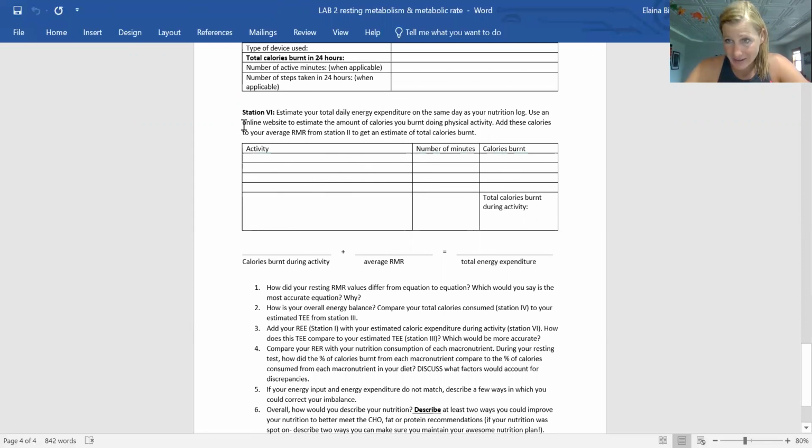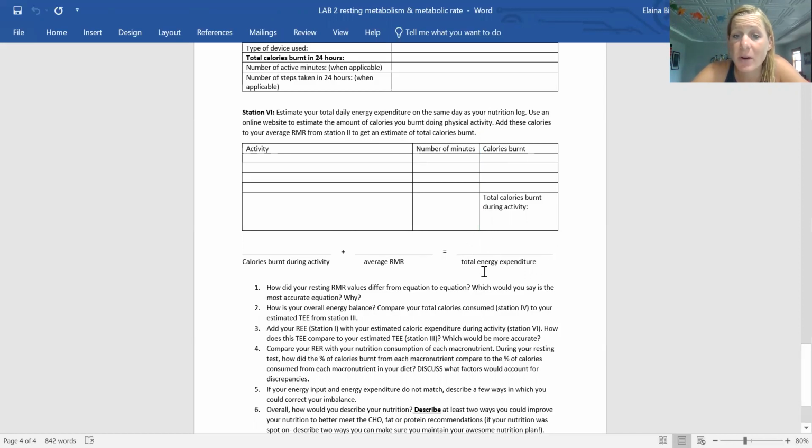A lot of people ask, well, how do I know how many calories I've burnt during football practice or when I slept or whatever? You can use an online website to estimate those calories burnt during that activity. And then you're going to add those calories to your resting metabolism, which was done in station 2, to get an estimate of your total energy expenditure.